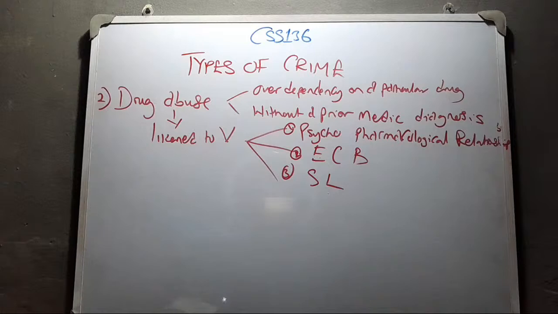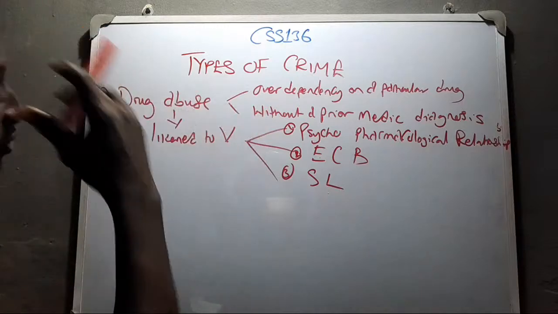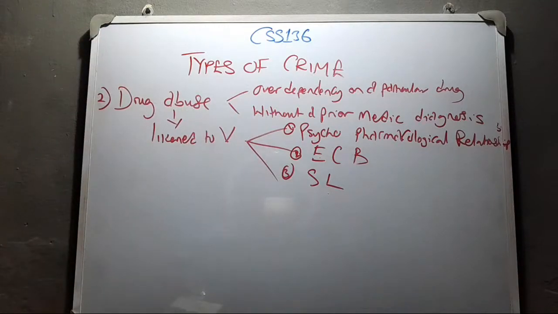When drug addicts or drug gangs flex their muscles to show who is better, who is stronger, when they become territorial and they drive out their rivals, then we say systemic link. So all these drug abuses linked to violence, we have the pharmacological relationship, we have the economic compulsory behavior, and we have the systemic link.